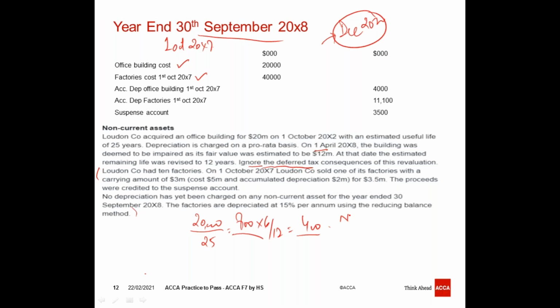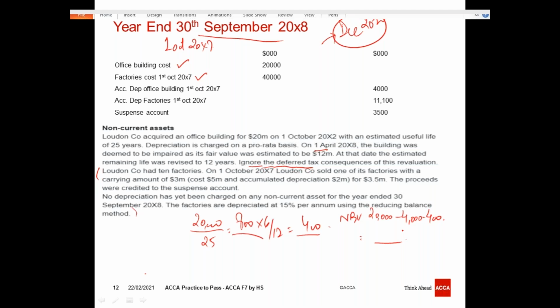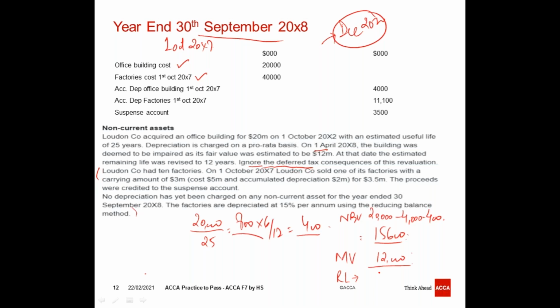So the net book value at the time of the revaluation will be 20,000 minus 4,000, that is the previous accumulated depreciation, minus the current year's depreciation of 400. So the net book value at the time of revaluation will be 15,600, and the market value is now 12,000. There will be a revaluation loss of 3,600.